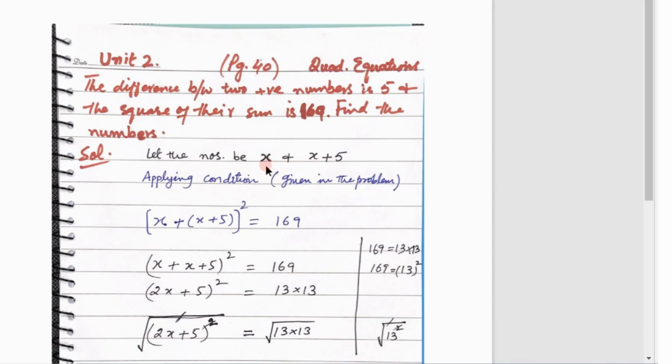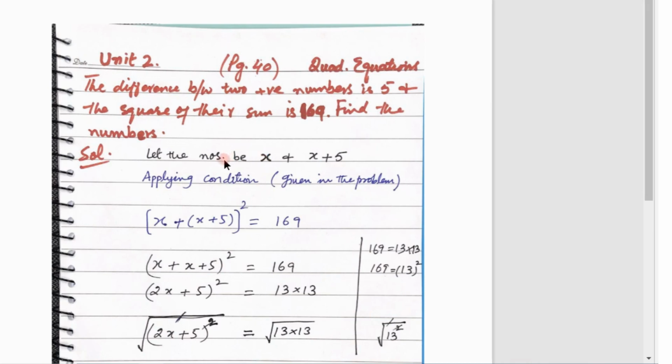In other words, when one number is x, the other number will be 5 greater than that, because both the numbers have a difference of 5 between them. So if the first number is x, the other number would automatically be x plus 5. We can also write it as x minus 5, because if we subtract 5 from x, the number will become 5 less than x. So the difference, again, would be 5.